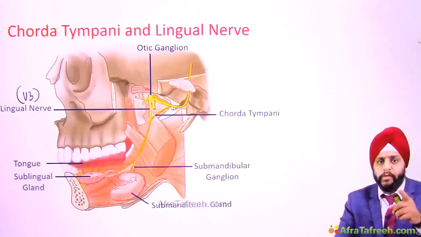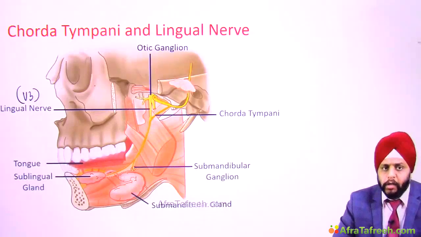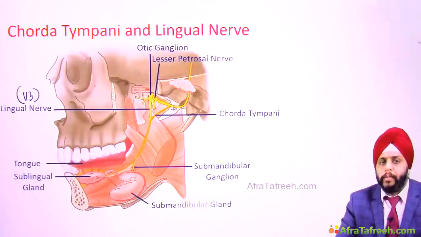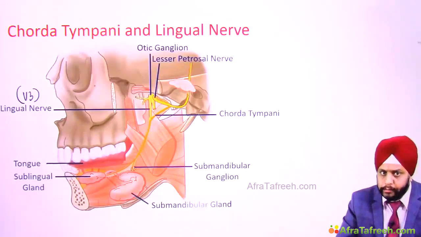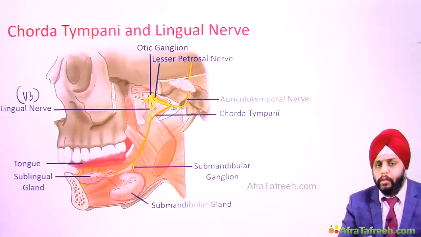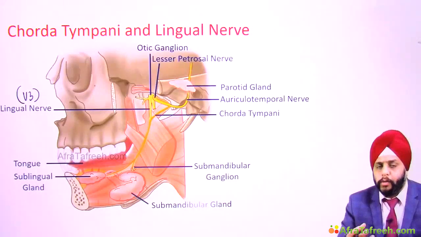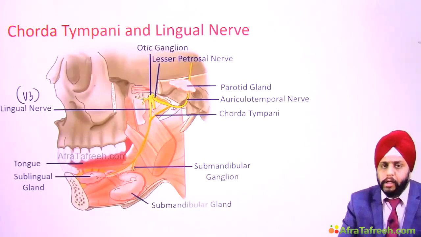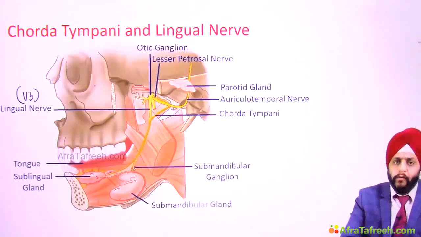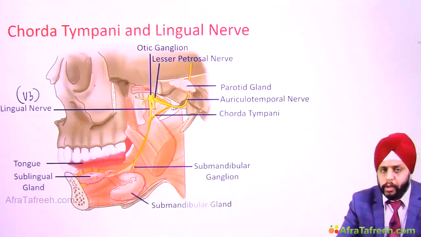Now what else do you see over here? You see in this otic ganglion, you can see that red dot. So that is the end of our nerve. Which nerve? The lesser petrosal nerve. It ends in the otic ganglion. Now the fibers of this lesser petrosal nerve are taken by the auriculotemporal nerve, and then this auriculotemporal nerve goes to the parotid gland, and it supplies the secretory supply to the parotid gland. So that is the anatomy of chorda tympani, the lingual nerve, the lesser petrosal nerve, the auriculotemporal nerve.